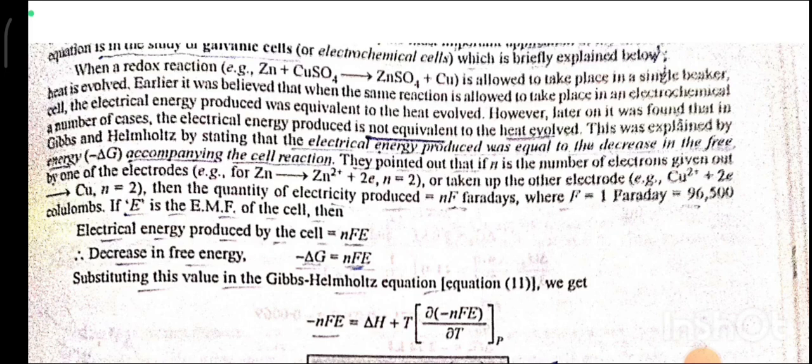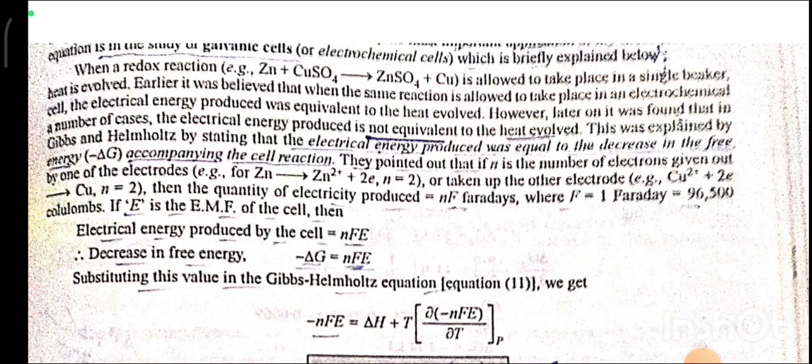They pointed out that if n is the number of electrons given out by one of the electrodes or taken up by the other electrode, then the quantity of electricity produced is equal to nF, where F is equal to 1 Faraday, 96500 coulomb. If E is the EMF of the cell, then the electrical energy produced is nFE. Decrease in free energy, -ΔG, is equal to nFE.